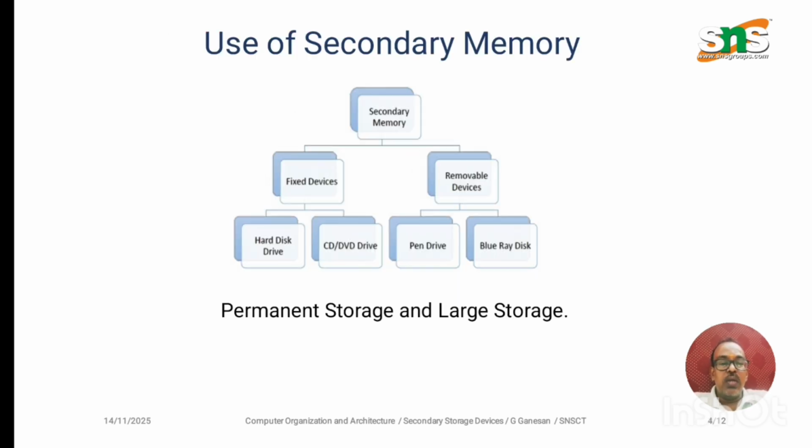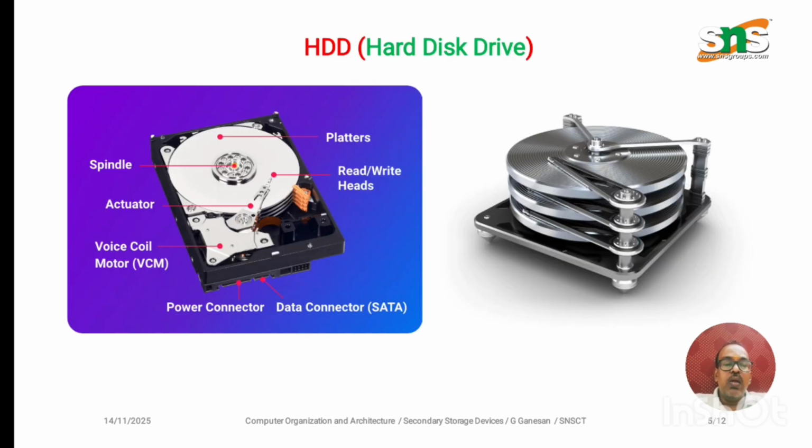What are the uses of secondary memory storage? These are permanent storage. We use this content at a later stage. It's a very huge amount of storage. When we need it, we use secondary storage. There are such types of secondary storage devices. A very important one is the hard disk drive, simply called HDD, hard disk drive.